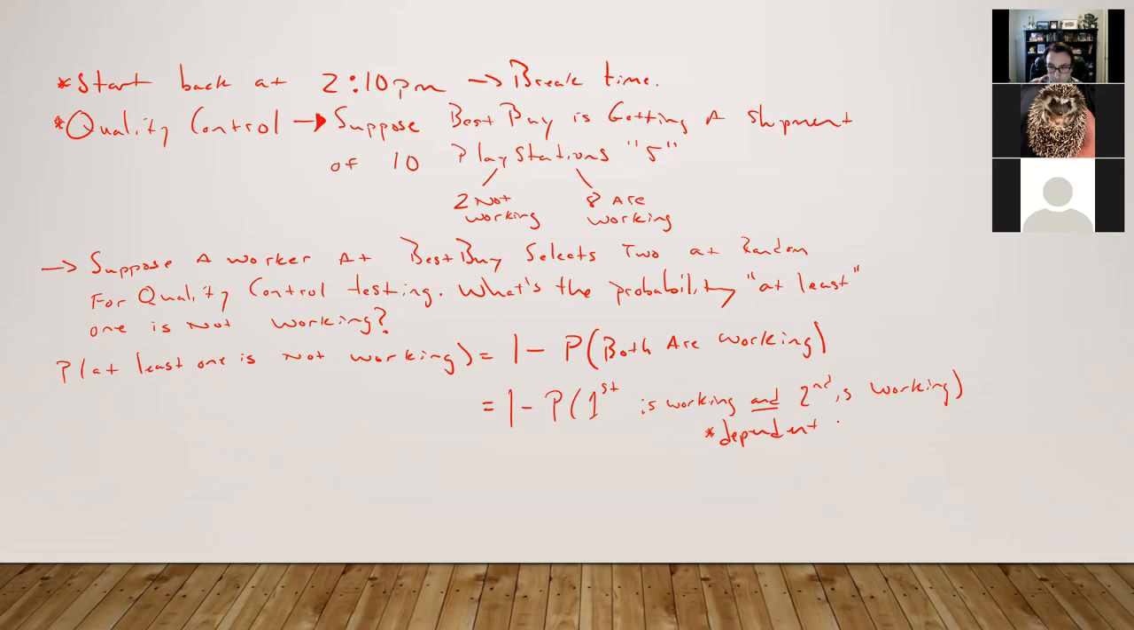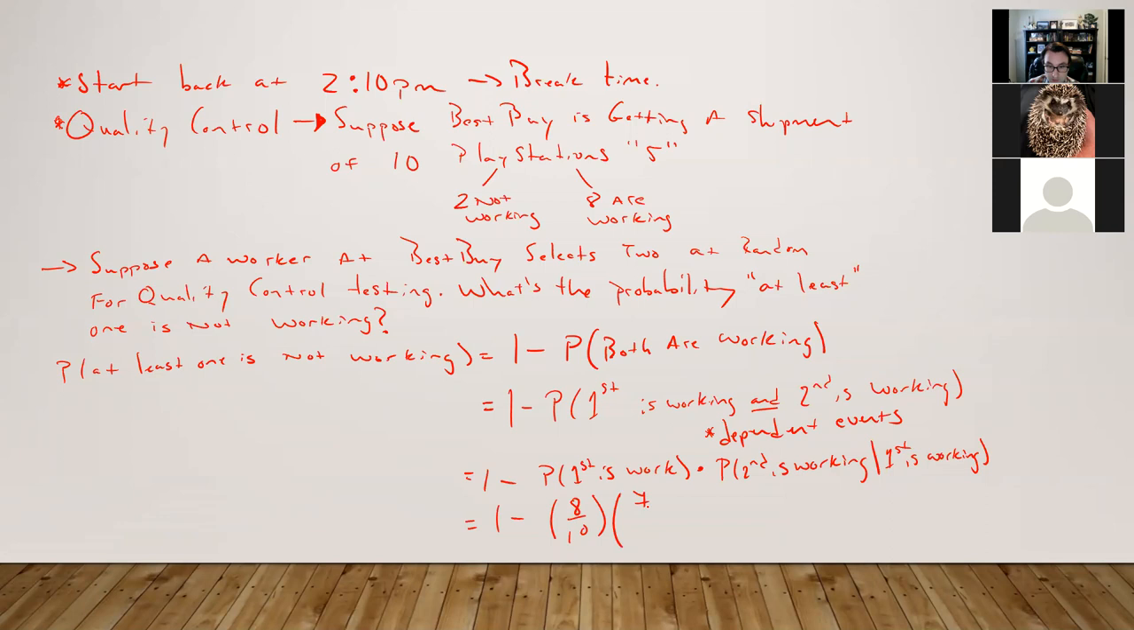So it's one minus the probability the first is working times the probability the second is working given the first is working. How many working PlayStations are there? Eight. How many total? Ten. So the probability the first is working is 8 out of 10. When you compute the probability the second one is working, you have to assume the first one you selected is working. So now there's only 7 working ones and 9 PlayStations to pick from.